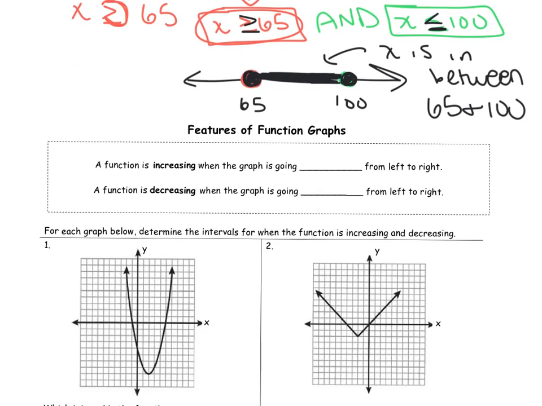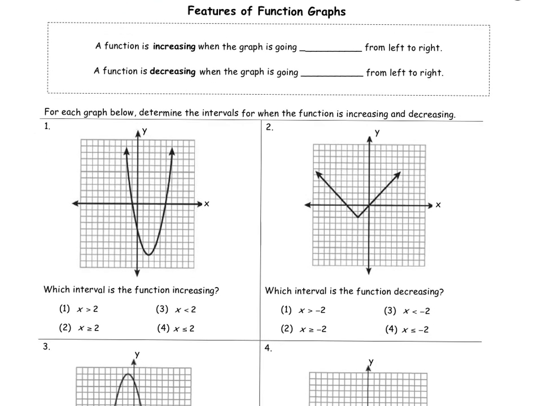So let's keep going. Now let's look at the features on functions. So again, we're all just getting this set up so we can start to graph piecewise functions, but we got to make sure we have the vocabulary and notation. So if I look at the features of a function, we have a function is increasing when the graph is going up from left to right. So if the graph is going up from left to right, then we know that that's an increasing function. We know that the function is decreasing if it's going down from left to right.